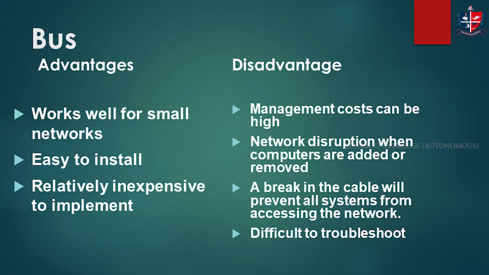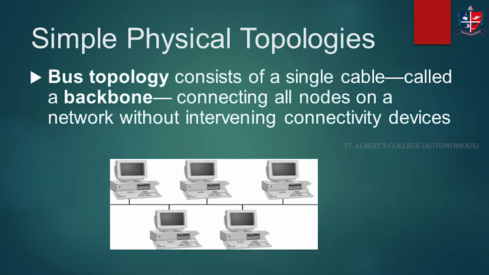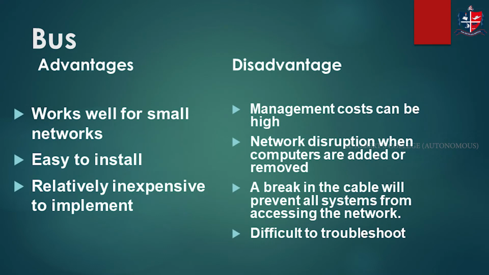The disadvantages are that management costs can be high, there is network disruption when computers are added or removed, a break in the cable will prevent all systems from accessing the network, and it is difficult to troubleshoot. As I said, there is a dedicated backbone among all these nodes, so if something happens to this backbone, the systems go down. And if any error happens in any system or node, it is difficult to troubleshoot.